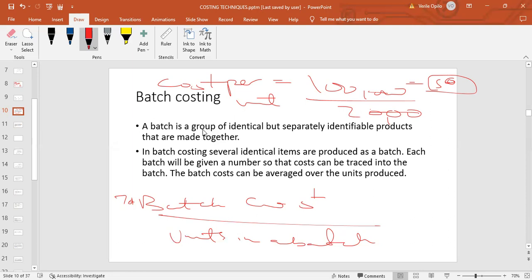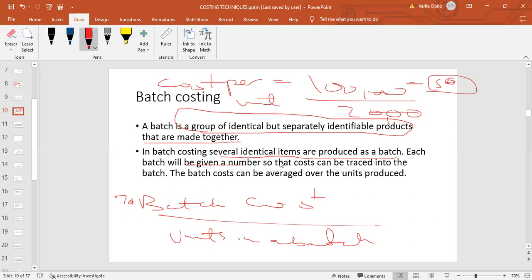A batch is a group of identical but separately identifiable products that are made together. In batch costing, several identical items are produced as a batch. Each batch is given a number for identification purposes. If you look at some products that are usually produced all together, you'll find that they have a batch number so that they can track how much was spent to produce that particular batch. And if there are any issues with those batches, they can easily be recalled.